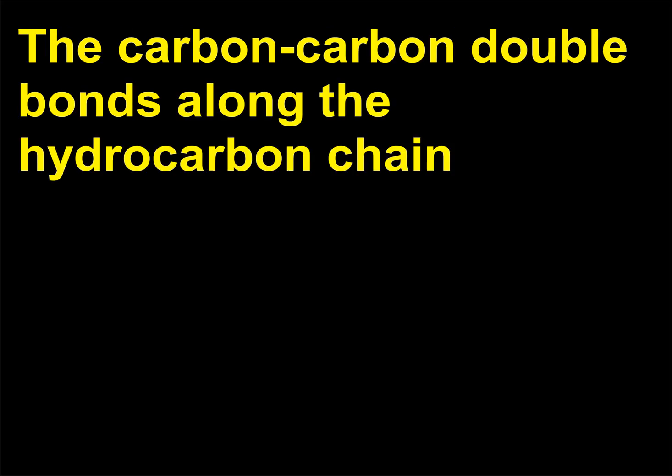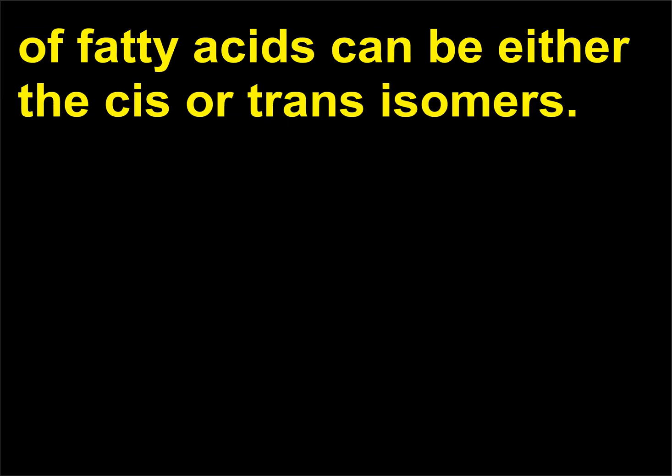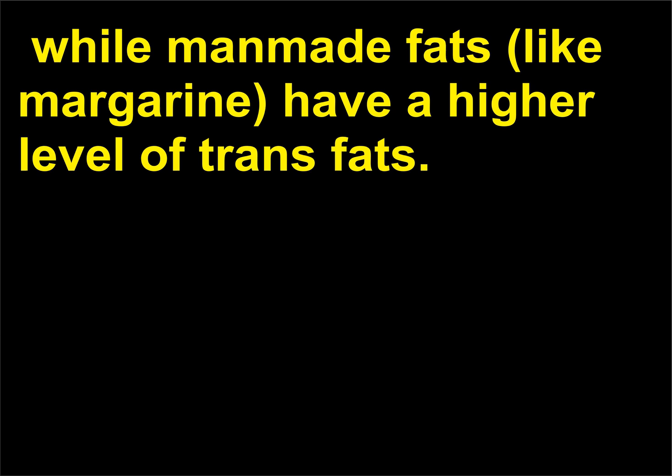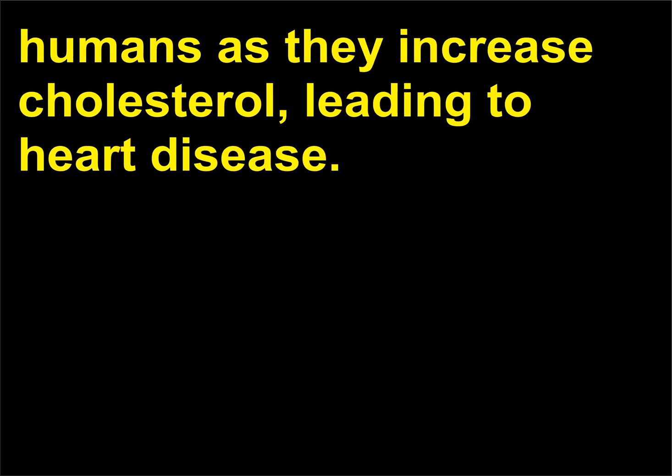The carbon-carbon double bonds along the hydrocarbon chain of fatty acids can be either the cis or trans isomers. Naturally occurring unsaturated fats have more cis fats, while man-made fats, like margarine, have a higher level of trans fats. Trans unsaturated fats turn out to be particularly bad for humans as they increase cholesterol, leading to heart disease.